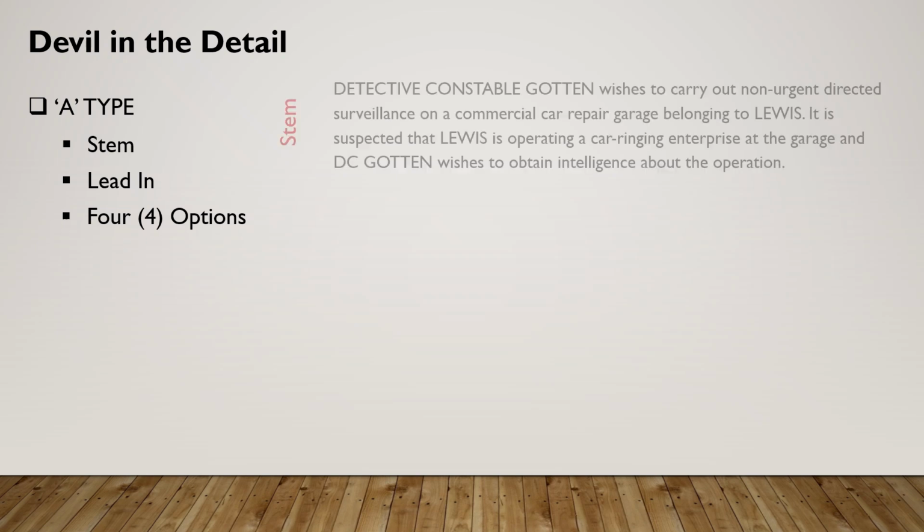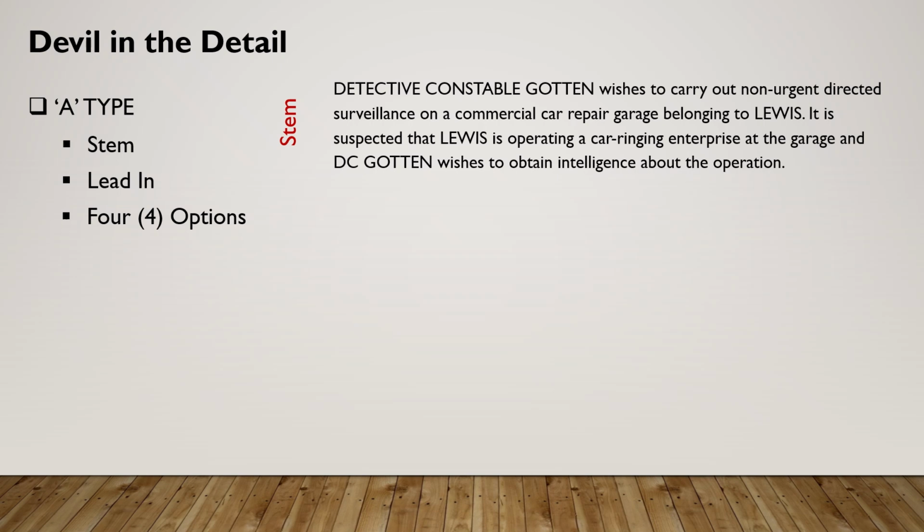Here we have the stem. Detective Constable Gotten wishes to carry out non-urgent directed surveillance on a commercial car repair garage belonging to Lewis. It is suspected that Lewis is operating a car ringing enterprise at the garage, and DC Gotten wishes to obtain intelligence about the operation. So there is your scenario, if you like.